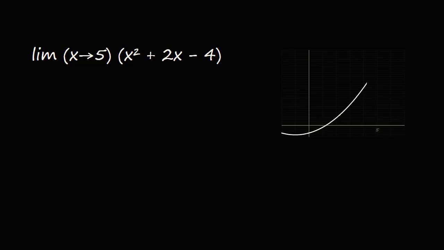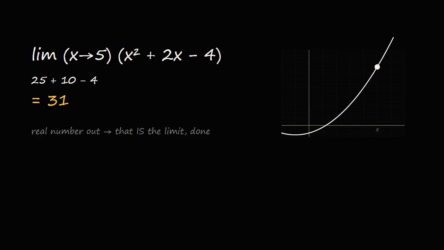For most functions, polynomials especially, the limit is just the function value. Plug in and go. Example, the limit as x approaches 5 of x squared plus 2x minus 4. Plug in 5, 25 plus 10 minus 4 equals 31. Done, no tricks needed. Whenever direct substitution gives you a real number, you're finished. That number is the limit.